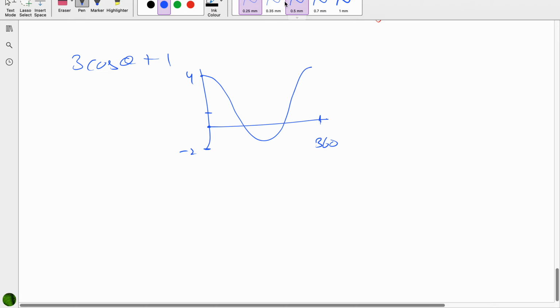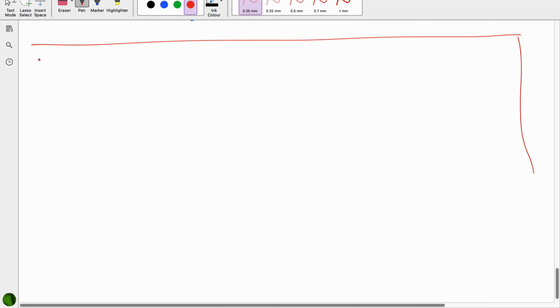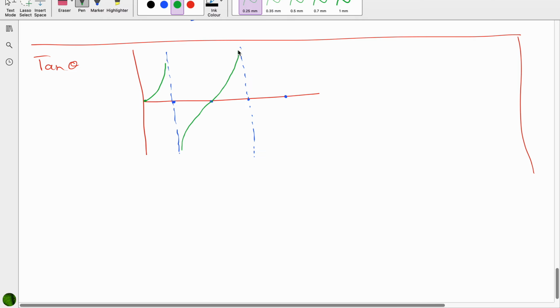Now let's try for tan theta. Before we draw the graph of tan theta, it is advised to make these 4 equal divisions and draw an imaginary line. It is not compulsory to draw, but it's better if you mark it. These are known as asymptotes. The graph will not touch this line. It comes here and rises, and it never touches this vertical line.